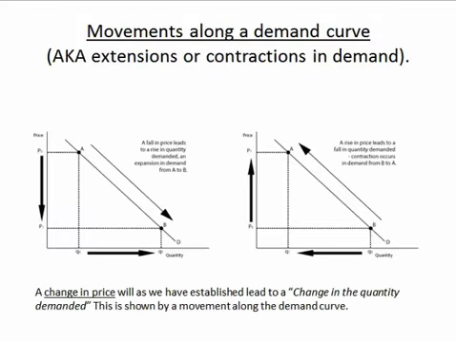Movements along a demand curve, also known as extensions and contractions in demand. A change in price will, as we have established, lead to a change in the quantity demanded. This is shown as a movement along the demand curve. There are two diagrams in front of you. One shows a fall in price and a rise in quantity demanded. That's the one on the left. In the one on the right, a rise in price leads to a fall in quantity demanded and a contraction occurring from demand point B to point A. The demand curve itself is linear in this case and labelled with the letter D.